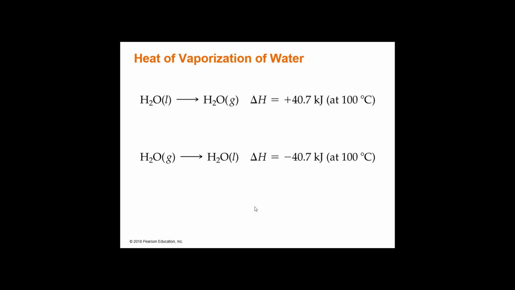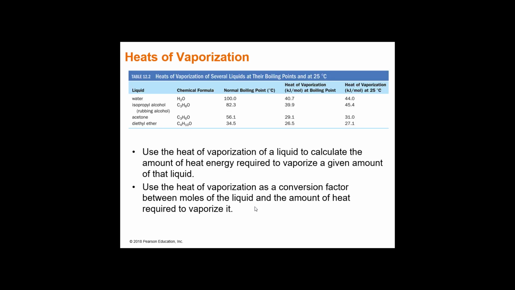If we look at it one way as vaporization, it's positive because that's an endothermic process. But if we're going back from a vapor to condensation, same value, but it's negative. So we go from a gas to a liquid, and that is exothermic because it has to release heat.